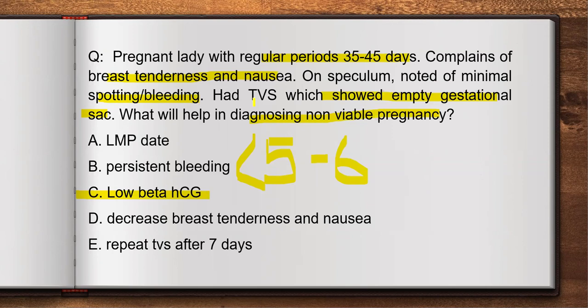Clear? Any question about this? So you have to remember transvaginal ultrasound in the early weeks of pregnancy cannot confirm viability of a pregnancy. If beta HCG is more than 2000 and you do a TVS and it shows that there is no gestational sac, at that time it can confirm the viability or non-viability. So beta HCG has to be more than 2000 to confirm anything by TVS. If it is less than 2000, you cannot rely on TVS. At that time, you have to do the serial beta HCG level.